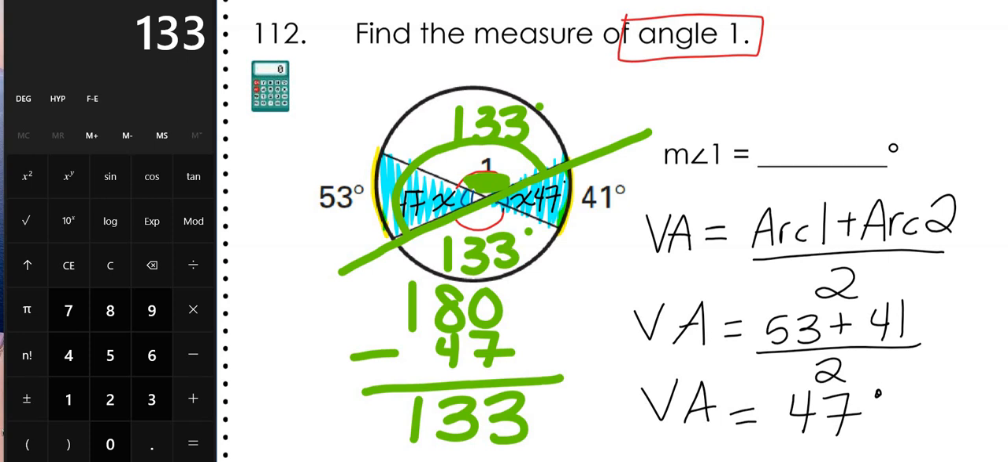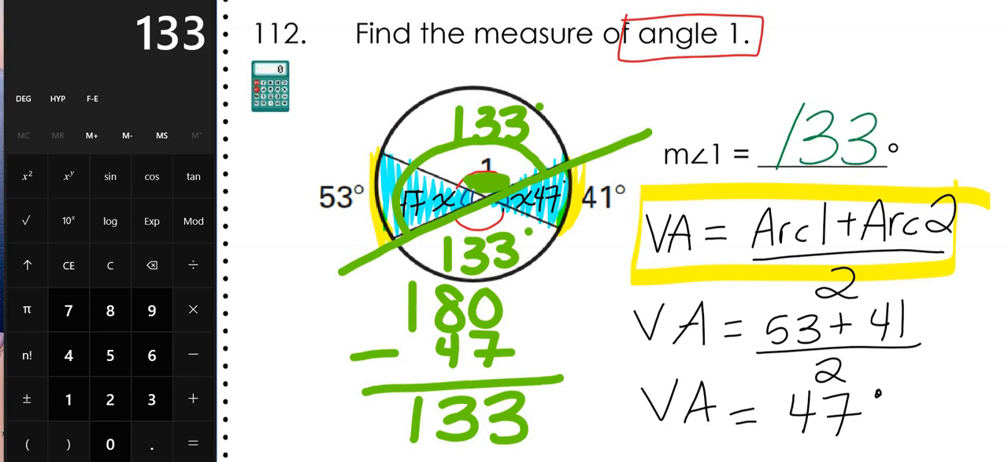So key takeaway here. When you see chords that are crossing on the interior of your circle, but they're not crossing at the center, forming central angles, you're going to use this formula. To get the vertical angles, you take the two arc boundaries, add them together, divide by 2, and that'll get you the vertical angles. And they both have the same measurement. All right, our final answer is 133, which did require one additional step, which is looking at that linear pair. Okay, let's keep it moving.